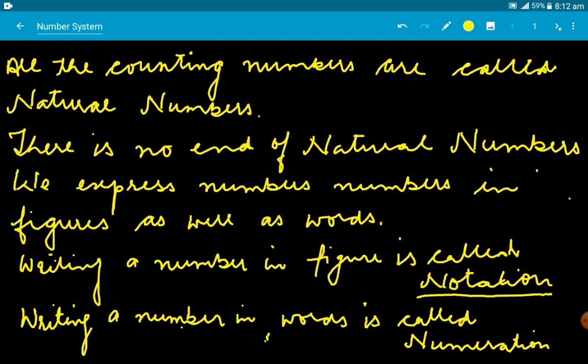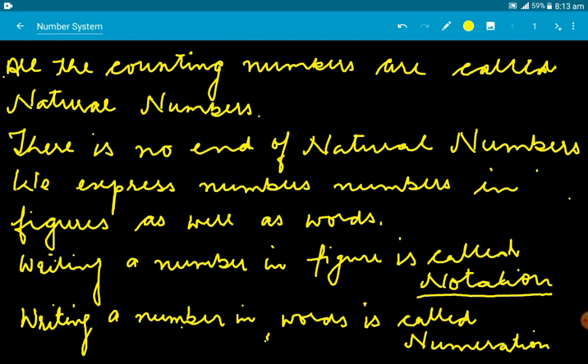So beta, first of all listen carefully. This is just the introduction of the chapter. All the counting numbers are called natural numbers. There is no end of natural numbers.